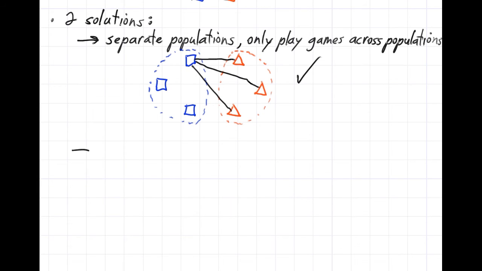The other approach would be to randomly assign a role. To do that, if I'm going to be randomly assigned a role of a proposer or a responder, I had better know what strategy I'm going to choose under either condition. So I need a strategy for whether I'm a proposer, and I need another strategy for if I'm a responder.